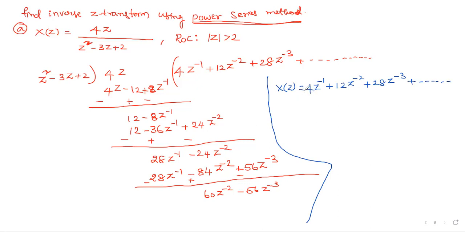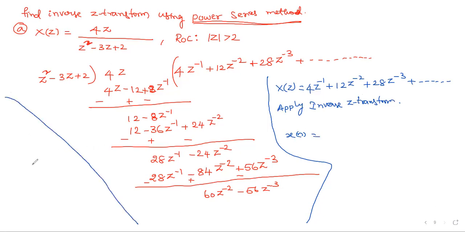Now, is there any z term? There is no z term. So now apply the inverse z transform. What will x of n become? For this you need to remember three formulas.